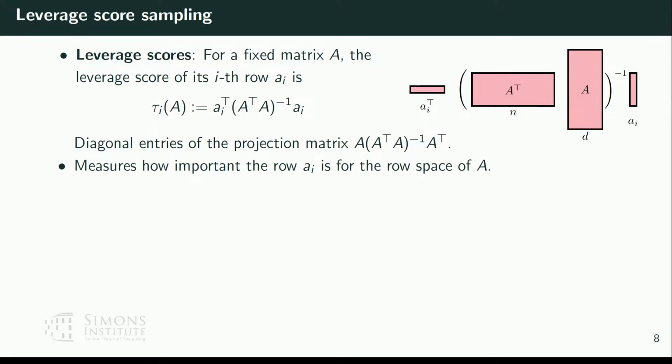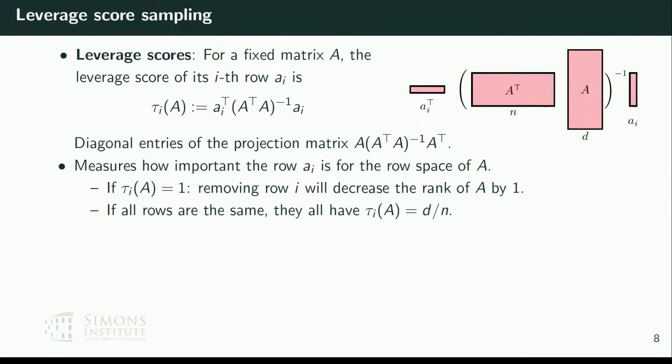And intuitively, what is a leverage score? Intuitively, a leverage score measures how important the ith row is for the row space of A. So if the leverage score of a row is 1, this means this row is very important. If we remove this row, then it will decrease the rank of A by 1. And if all the rows are the same, then they will all have the same importance. By the way, during this talk, I'm always going to assume that this matrix has full column rank, so its rank is d. So when the rows are all the same, they all have the same leverage score, which is d over n.